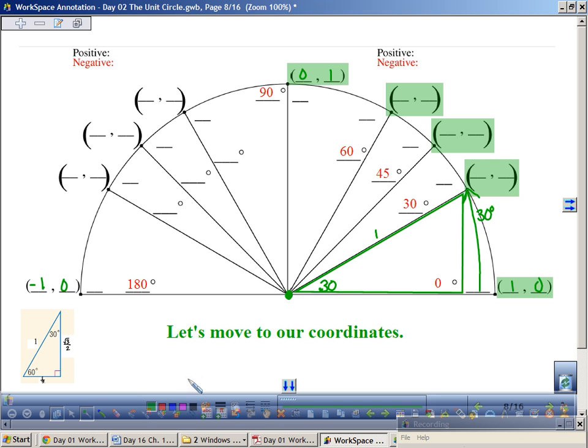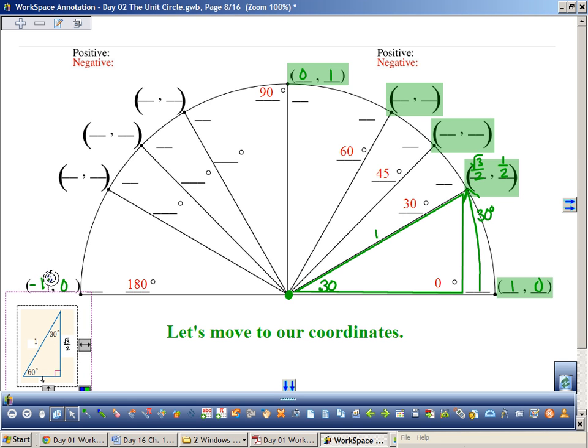(Negative 1, 0). So I'm going to use this triangle right here to figure out how far I have to go over on my run and how far I have to rise. Well, how far do I have to go over on my run according to this triangle? Radical 3/2. And how far do I have to rise? 1/2. You see it?